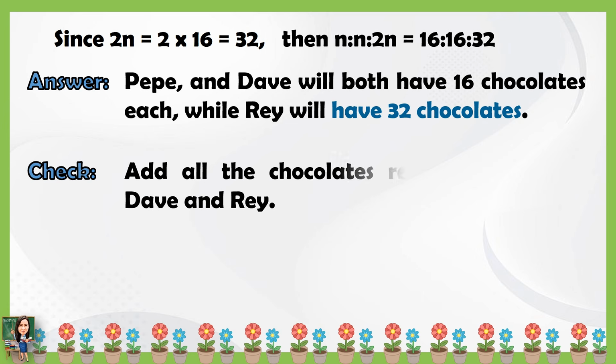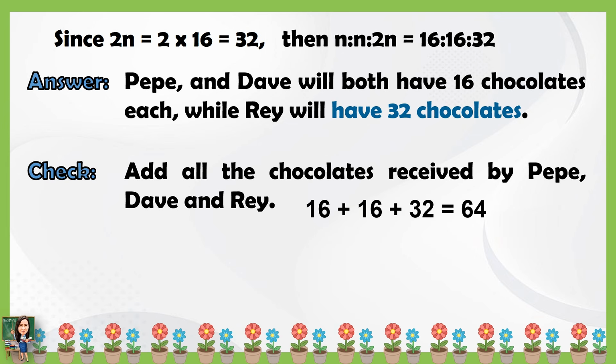Let's check. Add all the chocolates received by Pepe, Dave, and Ray. Pepe receives 16 chocolates plus Dave receives 16 chocolates plus Ray receives 32 chocolates equals 64 chocolates. So the answer is 64 equals 64.